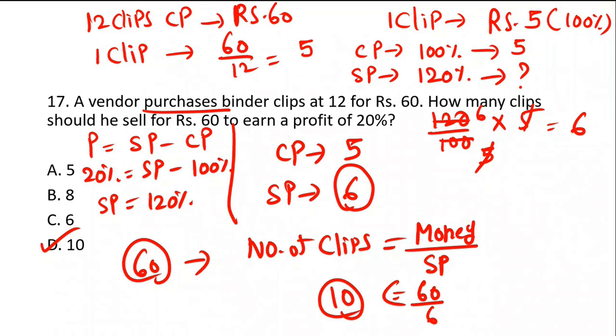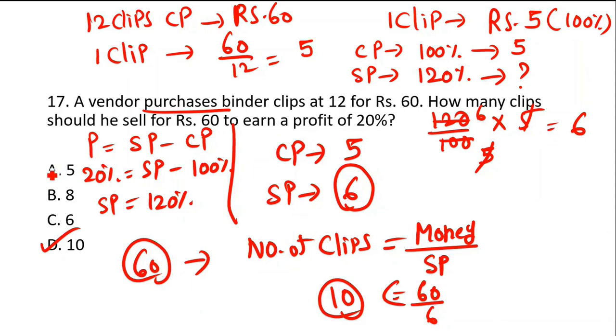Earlier, he was paying 60 rupees, but he was getting 12 clips. Or otherwise, you gave 60 rupees to some other person and you got 12 clips. Okay. Now you want to sell for the profit. So you want to sell for the profit means you will increase the price, right? But you will increase the price and you will sell those clips for 20% profit. Okay. So though you increase the price, it is only 20%.